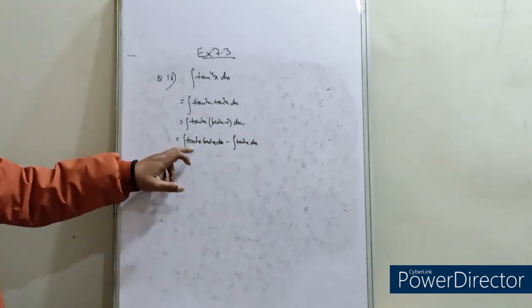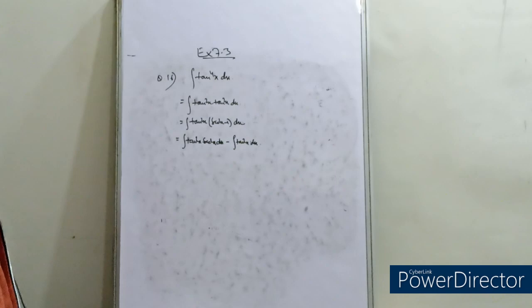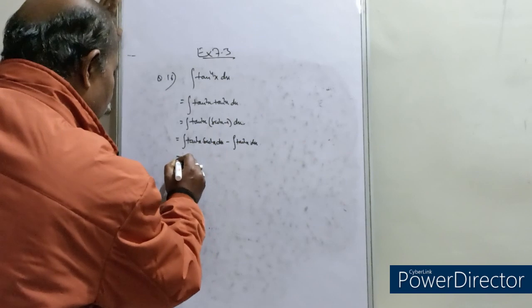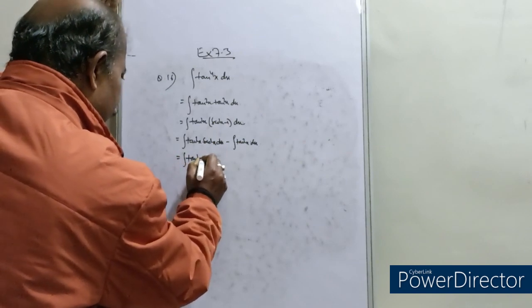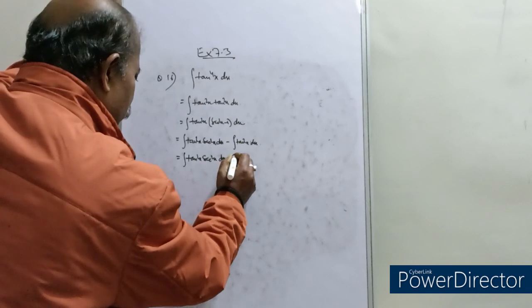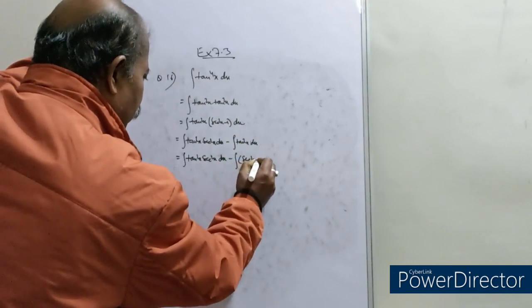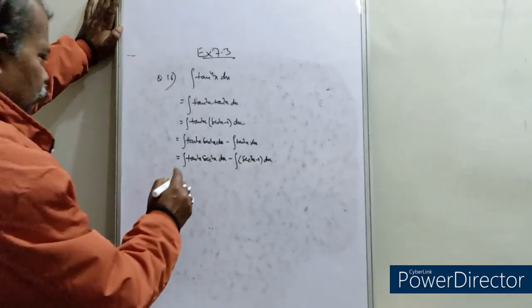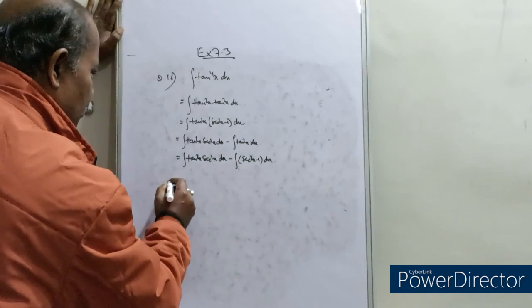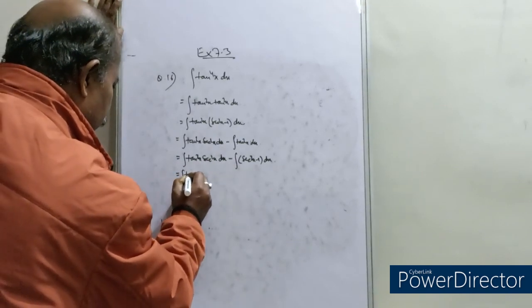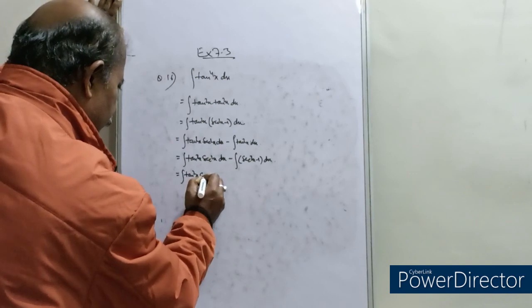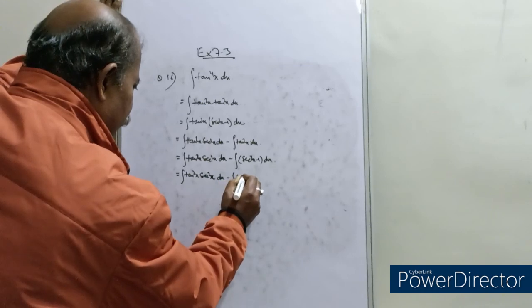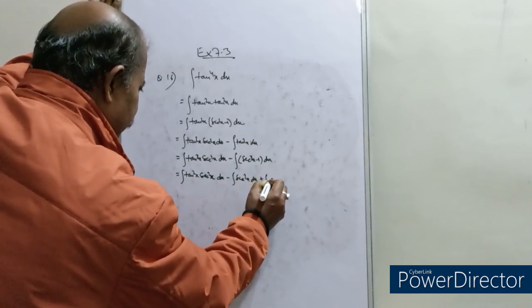Here, if you suppose tan x, you are going to get sec square x dx, and for the second term I will again convert tan square x into sec square x minus 1. So this will be tan square x sec square x dx minus sec square x minus 1 dx, which is tan square x sec square x dx minus sec square x dx plus dx.